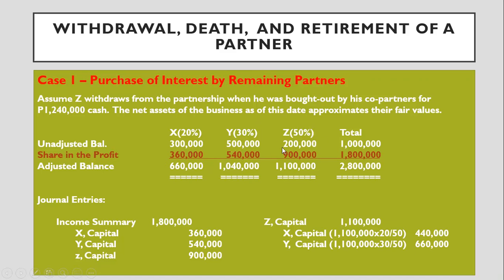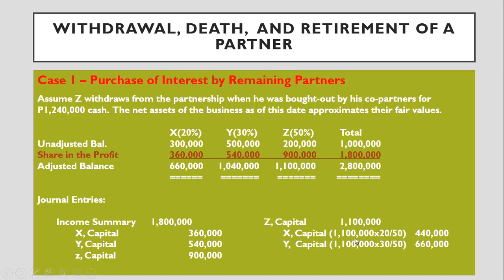Take notice Z will be withdrawing from the partnership. And these are our journal entries. The first one is our journal entry to recognize the sharing of profits. And this is our journal entry to recognize the purchase of Z capital. So we debit Z capital at book value 1,100,000. And then why are we going to credit X and Y capital? Because they're the ones who bought out Z.